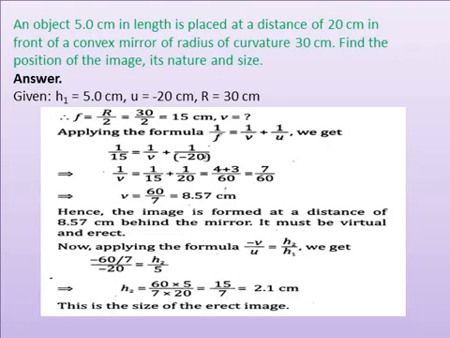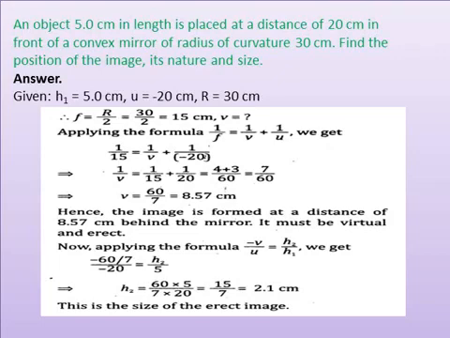You do it on paper and then you will get it. When you simplify this, you will get 1 by V is equal to 7 by 60. Therefore, V is equal to 60 divided by 7, which is equal to 8.5 centimeters. So we got the value of V as 8.5 centimeter. Hence, the image is formed at a distance of 8.5 centimeter behind the mirror. It must be virtual and erect.